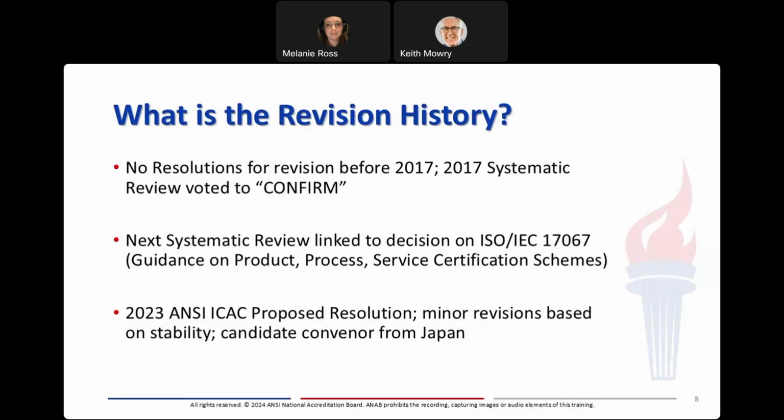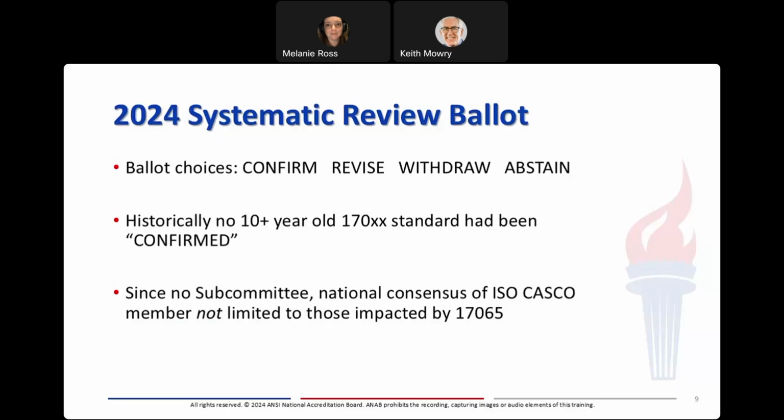The CASCO Secretariat noted that there really isn't anything in the ISO directives that allows for this kind of a minor or limited revision. ANSI came back and said, well, there's nothing that prohibits it either. But, you know, when you get into that kind of a discussion, we all know that ISO is going to have the final say, and so that proposal was not balloted. So here we come to the systematic review.